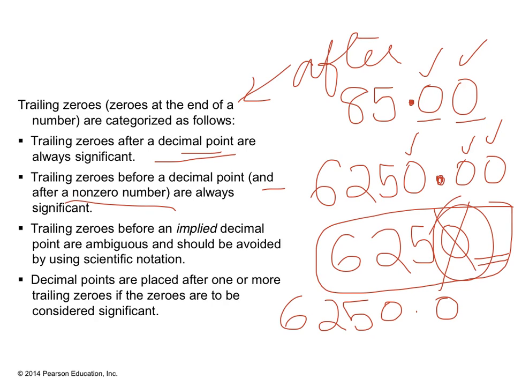And then decimal points are placed after one or more trailing zeros if the zeros are to be significant. If you want to consider 6250, if you want this zero to be considered significant, then the decimal point should be placed like this.